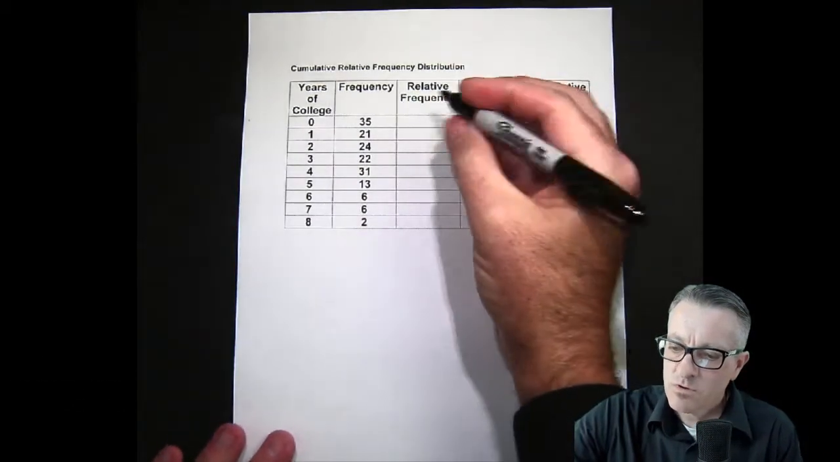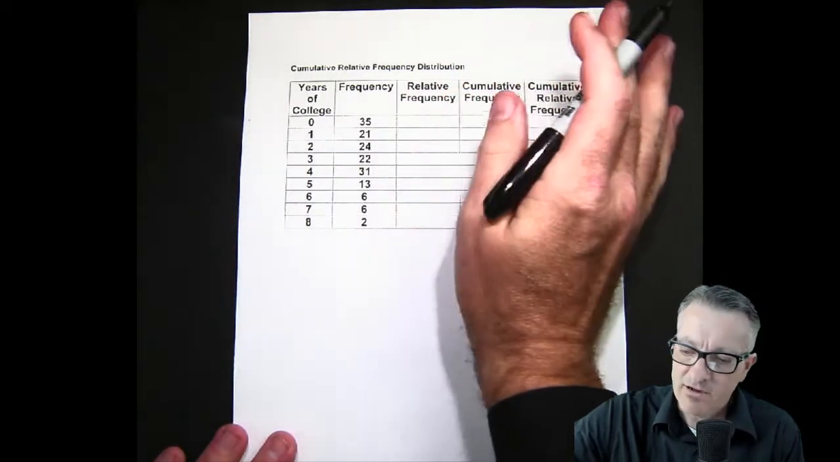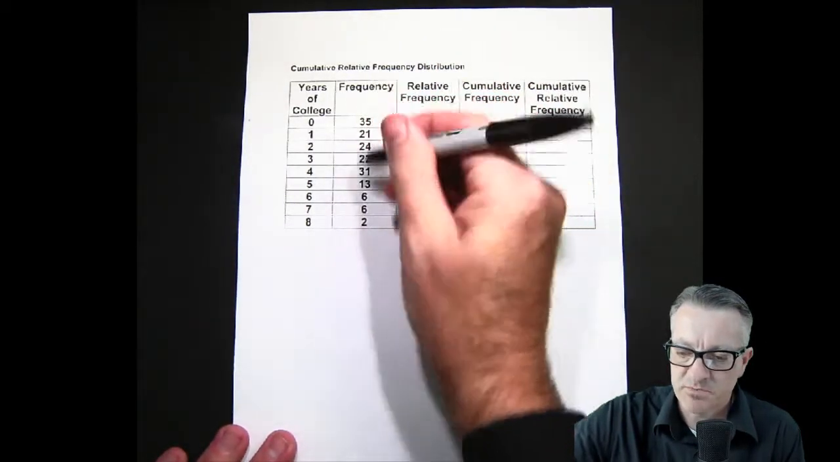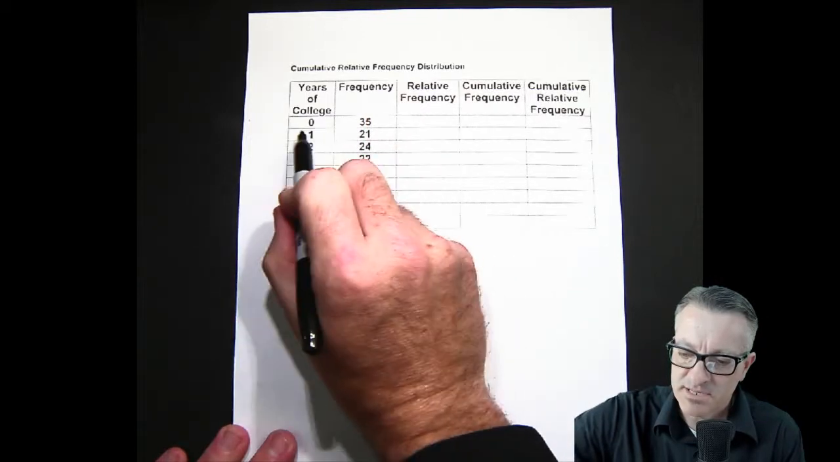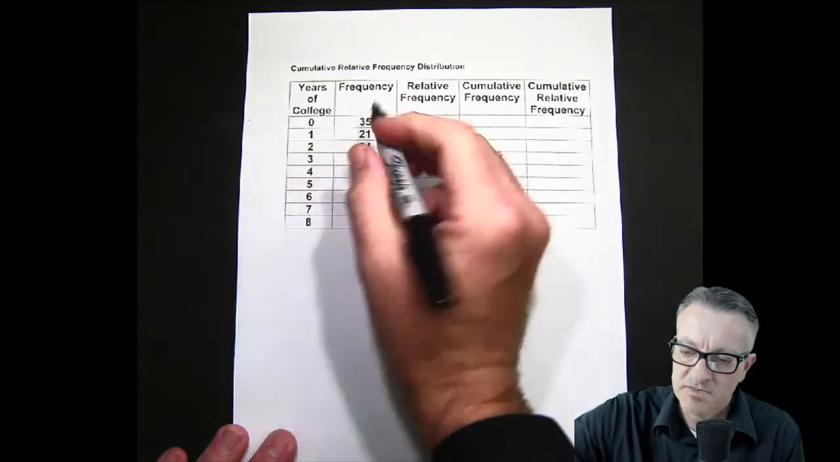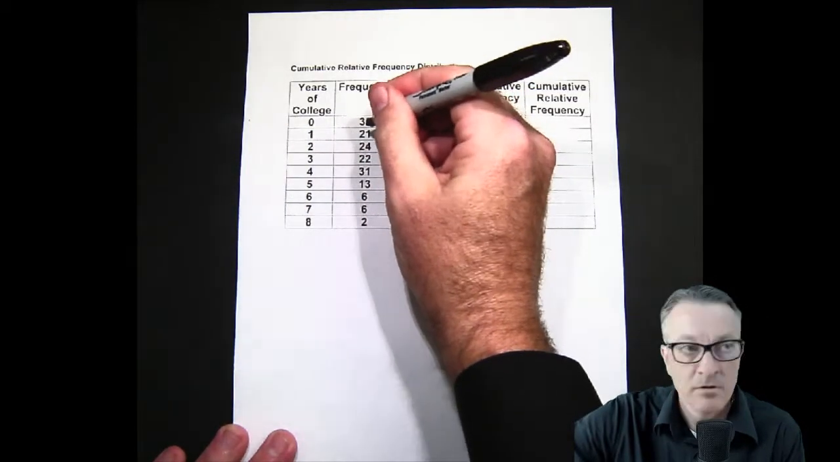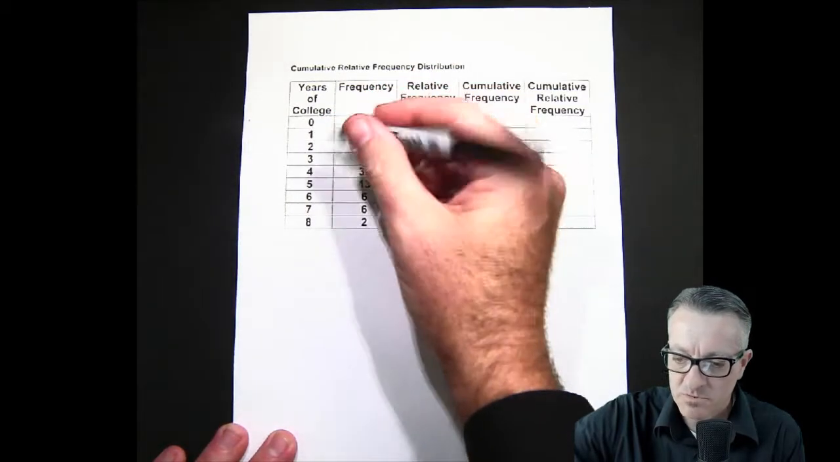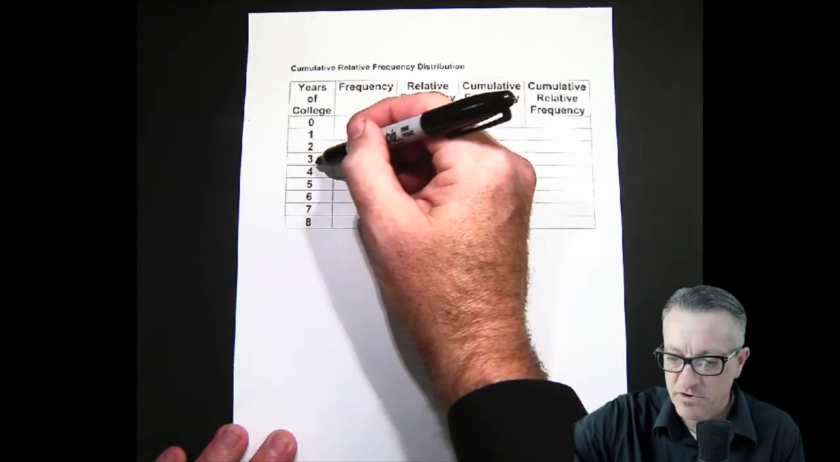Okay, so what I have laid out here already is the frequency distribution, and what this represents are groupings of, say, observations of people who have 0 years of college, 1 year of college, 2 years of college, 3 years, and so on.